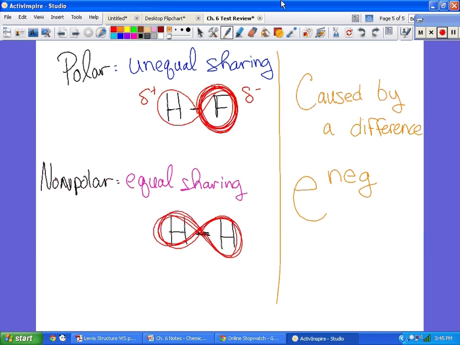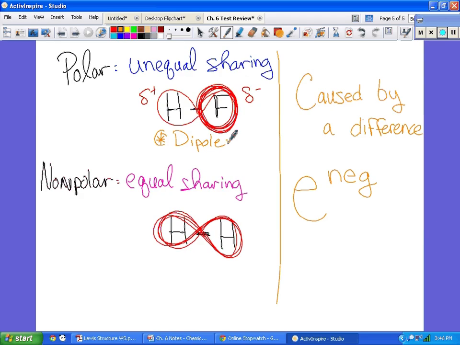When you have two poles, what is that called? Very good. It's a dipole. All right. Non-polar is going to be equal sharing. So are any poles created?